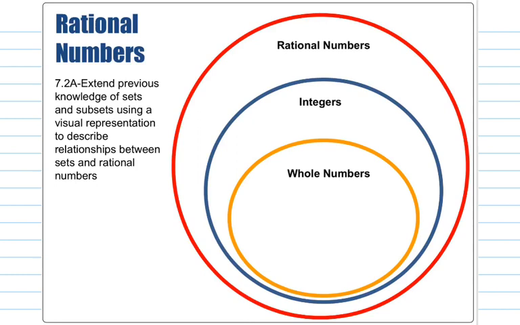So going back to last year, there were three terms that were covered with you. You had your whole numbers, your integers, and your rational numbers. So we're going to continue with these three, but also add on some additional parts. So before we get to that, let's review these three terms.